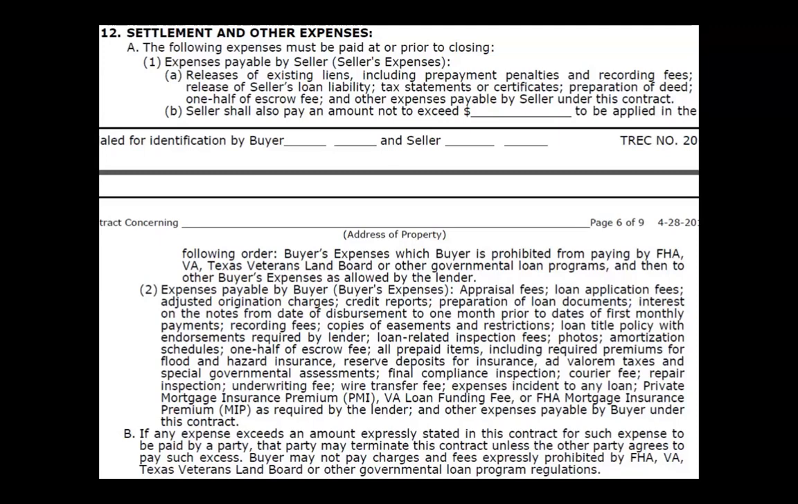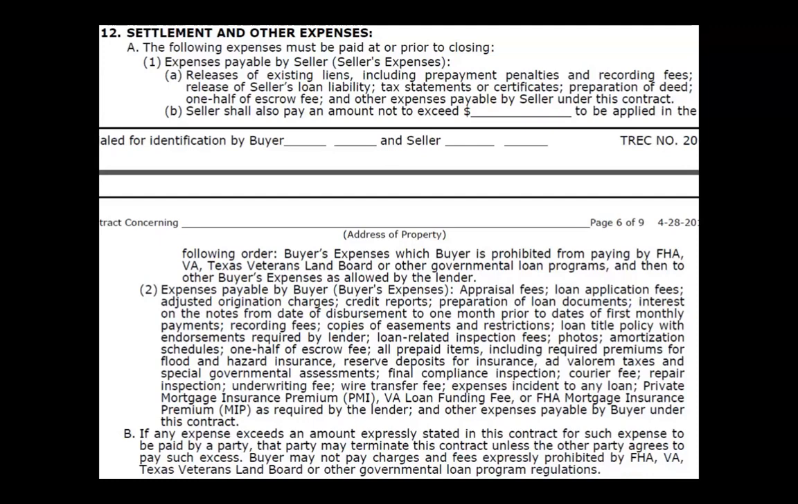Paragraph 12, settlement and other expenses. This paragraph is broken down into two main parts. You've got A, which is expenses that must be paid at or prior to closing, and then you've got B, which is a way that the contract can be terminated because of some fees. Inside A, you've got two sections. You've got one section for the seller fees, seller expenses, and then you've got another section here. Number 2 is for buyer expenses.